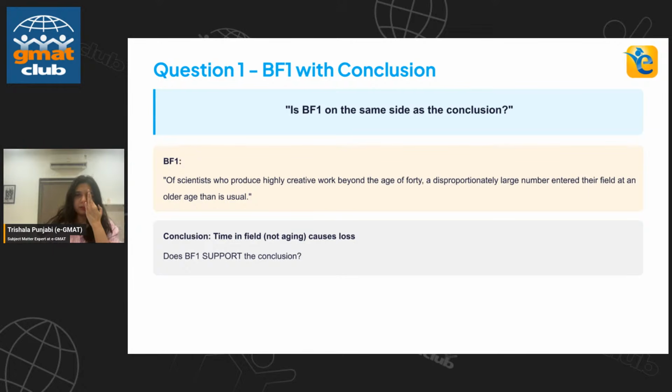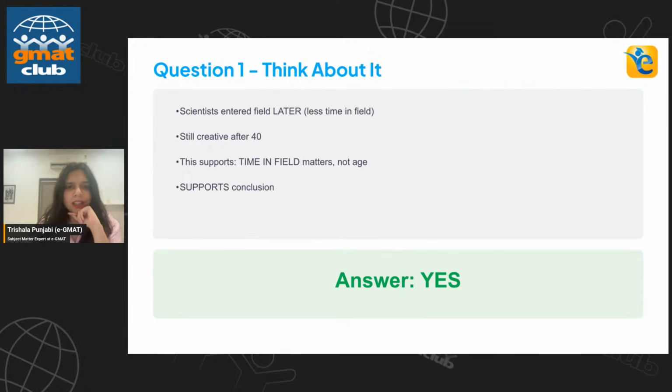Think about it. Okay, I got one yes. Anyone else? Okay. So it is yes, right? So if we think about it, what is the argument's conclusion? What is the exact conclusion?